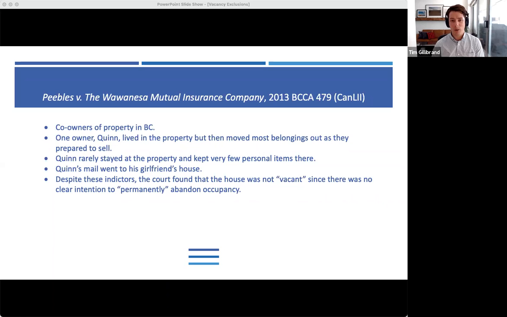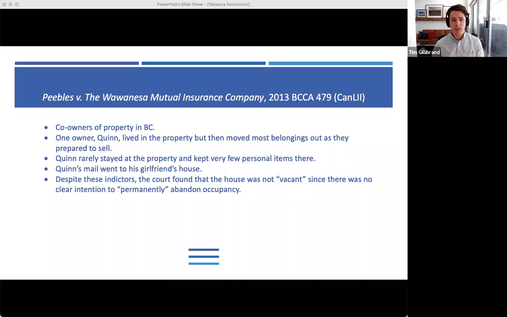And Quinn also then eventually took up working in the Northwest Territories, and he was back and forth between BC and the Northwest Territories to see his girlfriend. And even his mail was being directed to his girlfriend's address. And before the co-owners were able to sell the property, the house was destroyed by an explosion. And there was a lot of evidence to support that there was nobody living at the property.